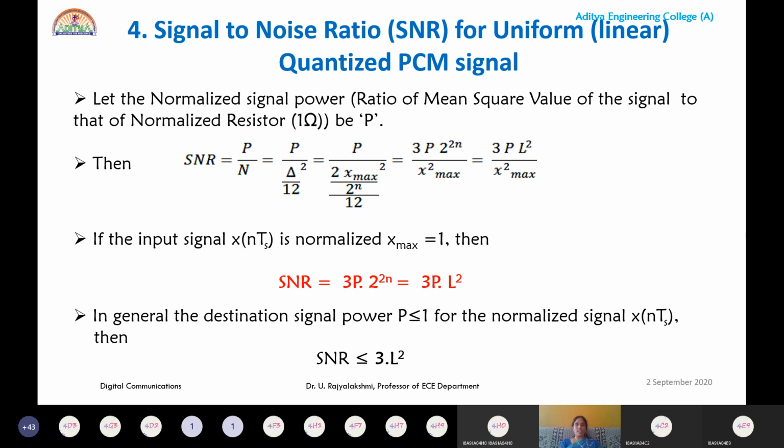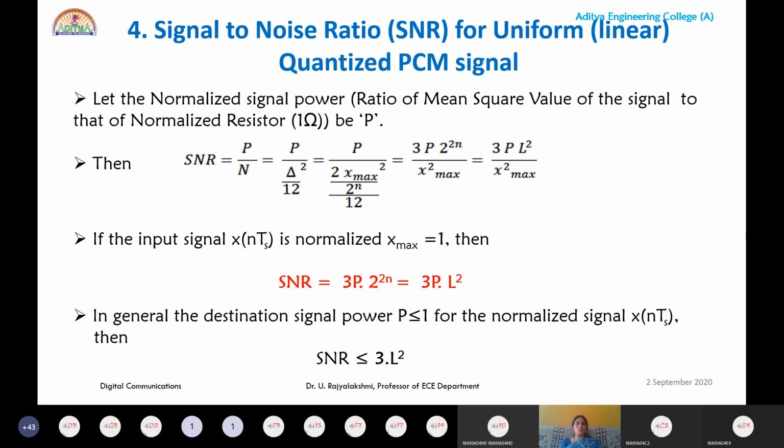So please observe the SNR expression. It equals 3P L square by x max square. In general, for the normalized input signal, the destination signal power P is always less than or equal to 1. So P is always less than or equal to 1 for normalized input. So SNR is less than or equal to 3L square because P is less than or equal to 1. The maximum value is 3L square, so it is always less than or equal to 3L square for normalized input.